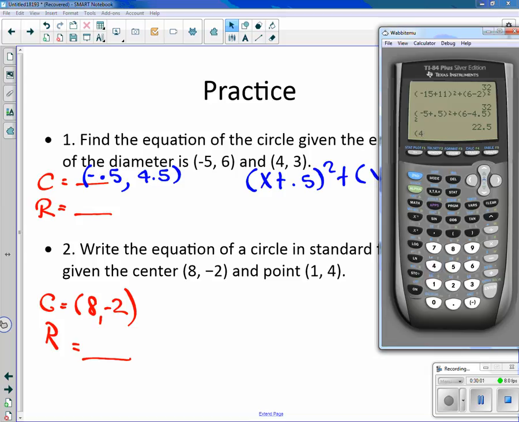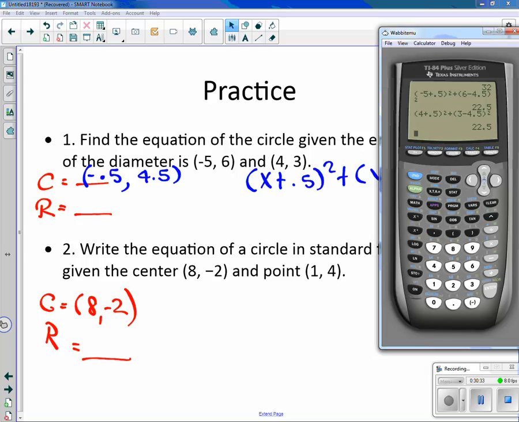4 plus 0.5 square plus 3 minus 4.5 square. I got 22.5. Did you put it in your calculator? You didn't put that in. There's no way that's that. I don't know how you got it either.